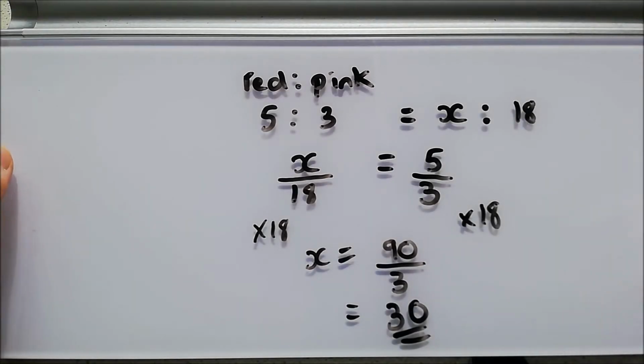I'll show you another one now using both methods. So if you put e.g. at a football match, the ratio of women to men is 4 to 7. There are 2,000 women. How many men?